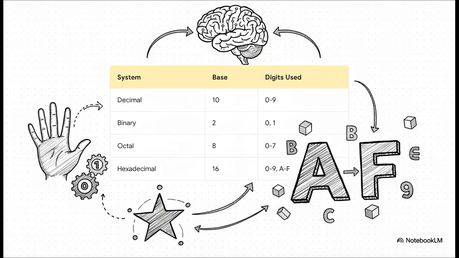Now check out the digits they use. Hexadecimal is kind of weird, right? Once it gets past 9, it just starts using letters, A, B, C, D, E, F, to represent the values 10 through 15. And believe it or not, you see this system all the time in stuff like color codes on websites or even in your Wi-Fi password.